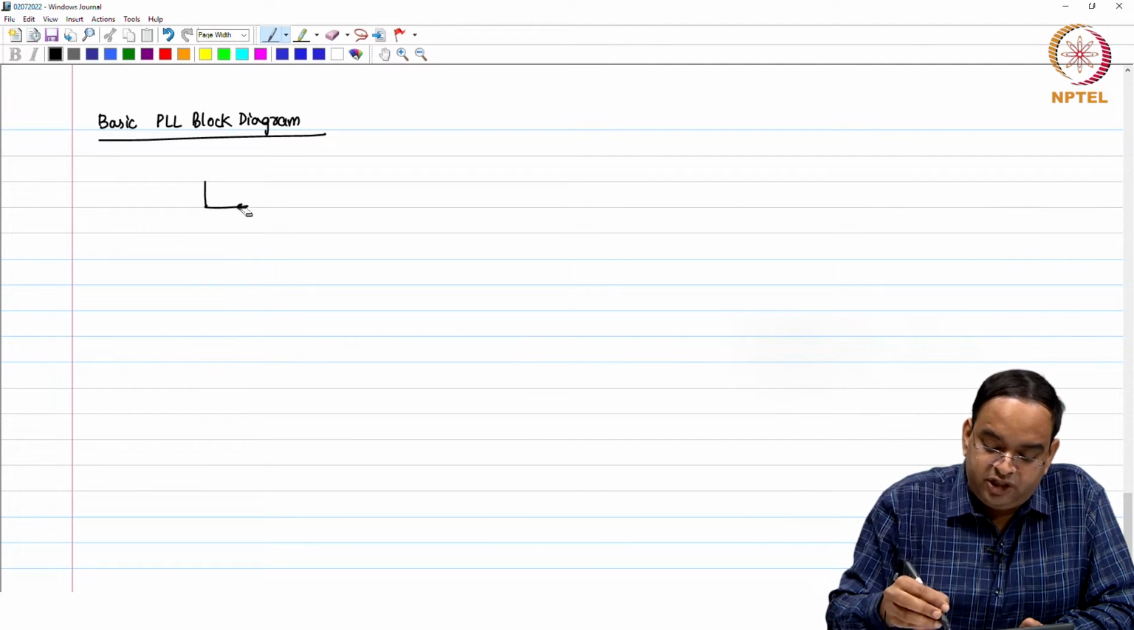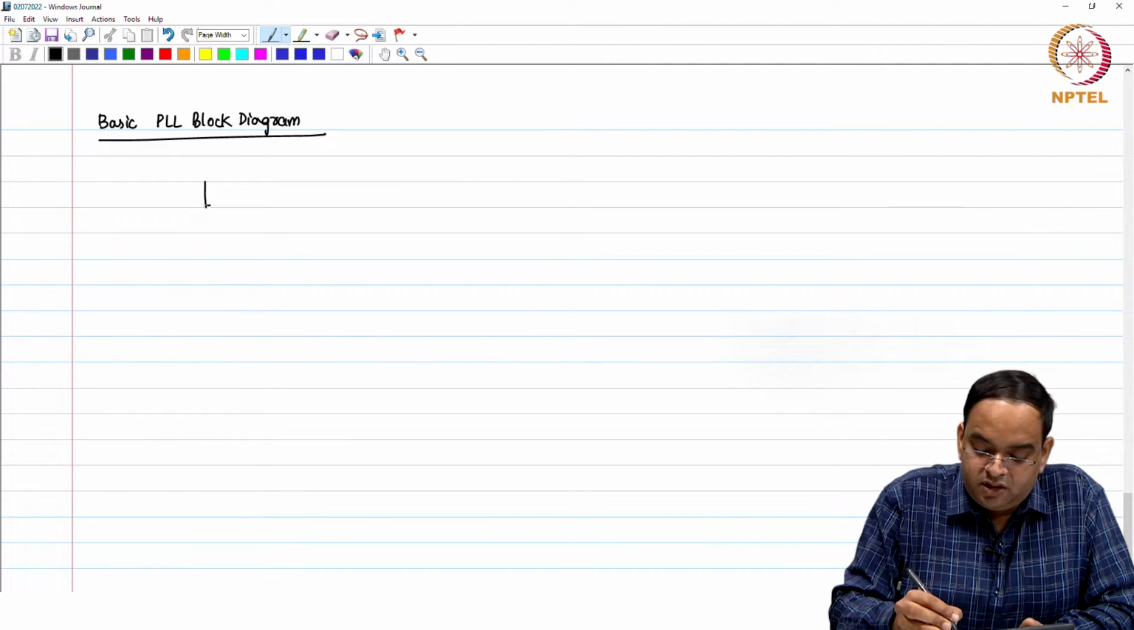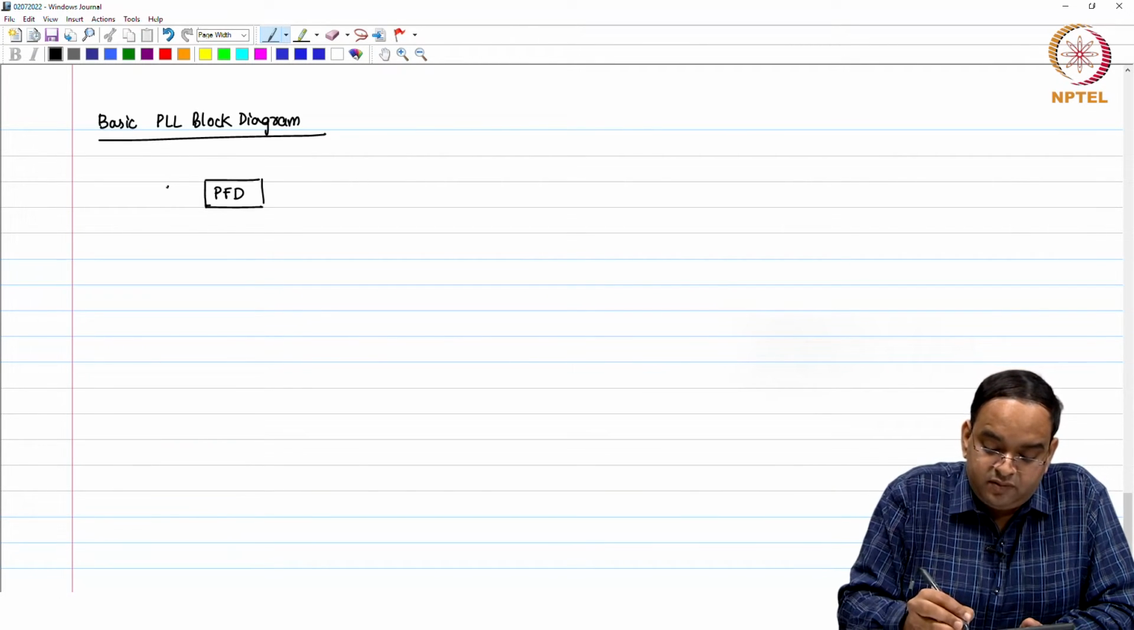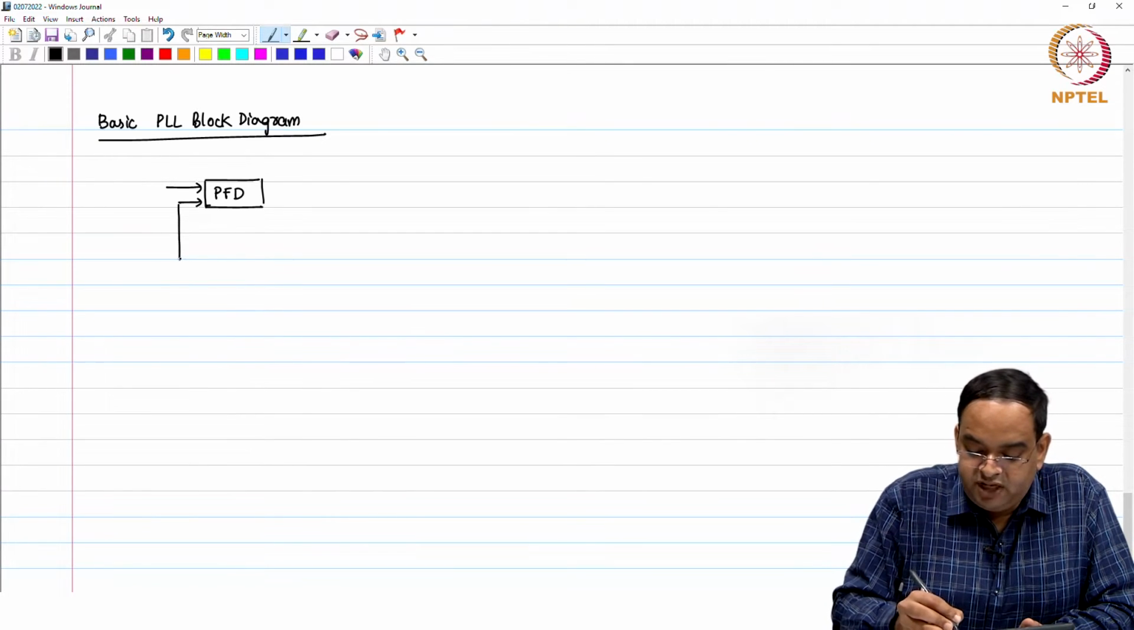Now, since we know that PFD is more beneficial when we want to detect the frequency and the phase error using the same block, I will go with PFD now. So, we have the PFD.